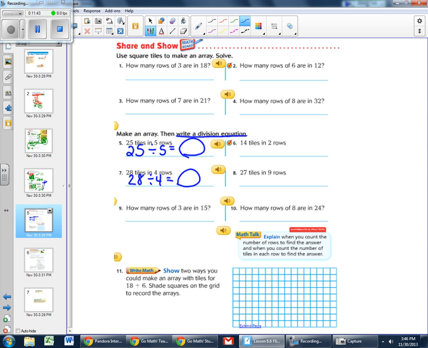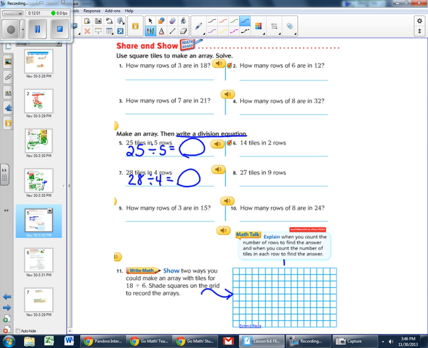Number 11 wants you to show 2 ways you can make an array with tiles for 18 divided by 6. Shade squares on the grid to record your answer. Okay, so here is the grid they're talking about. They want you to do 18 divided by 6. How could you do that?